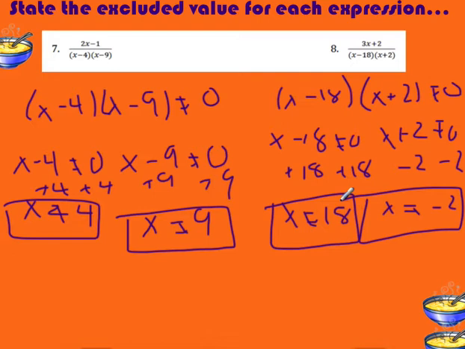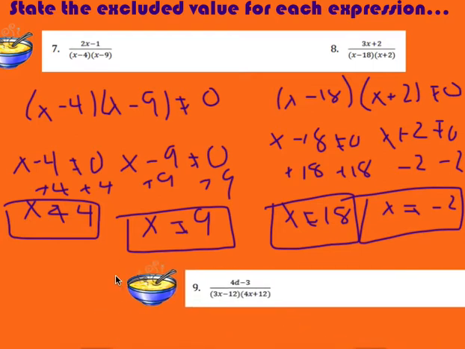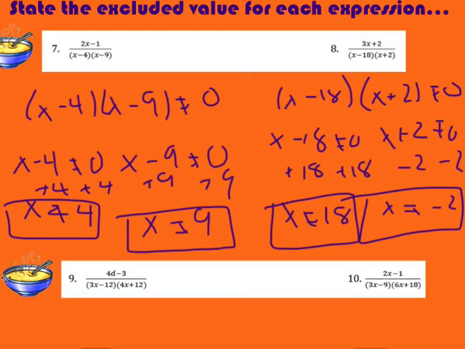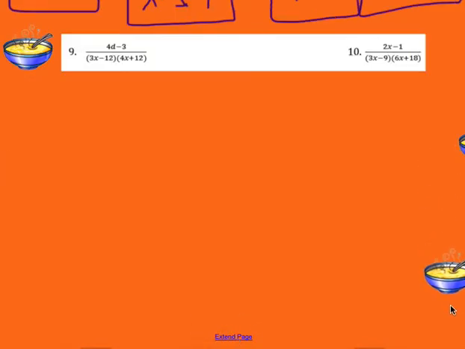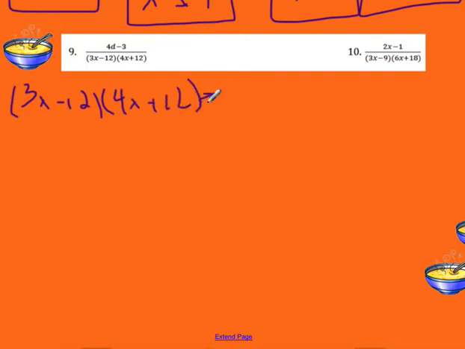Then let's take a look at number 9. Whoops. Taking a look at number 9, again, we're going to set the denominator equal to 0. So we're going to do 3x minus 12 and 4x plus 12, and both of those cannot equal 0. So what we're going to do is set each of the factors to not equal 0.